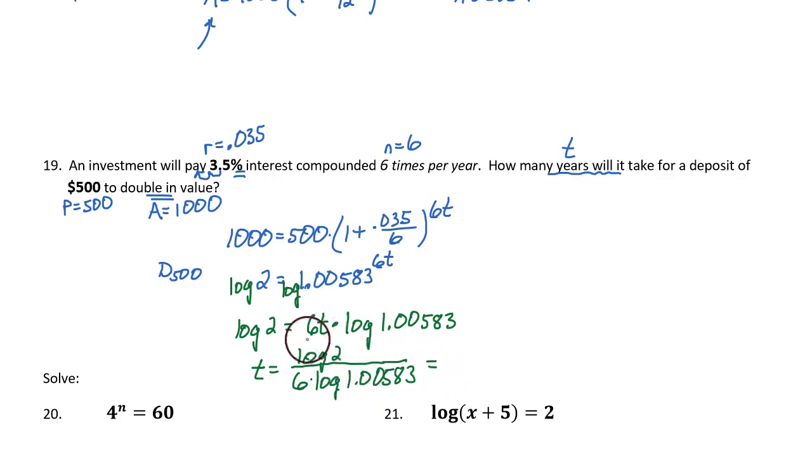At this point, it's just a matter of typing this in the calculator correctly. You want to make sure that the calculator knows to divide by the 6 and by this logarithm. So you've got to put parentheses around this when you're typing in. Otherwise, if you just go log 2 divide 6 times log, it's going to divide by 6, but then times by the log. It's not going to know you want to divide by the 6 and divide by this logarithm. And the answer is 19.86 years.